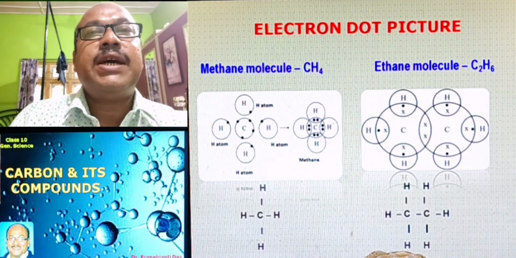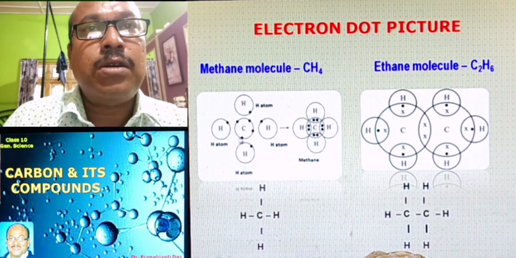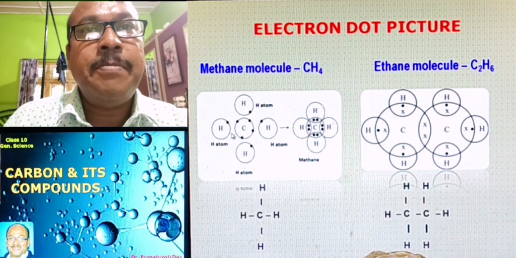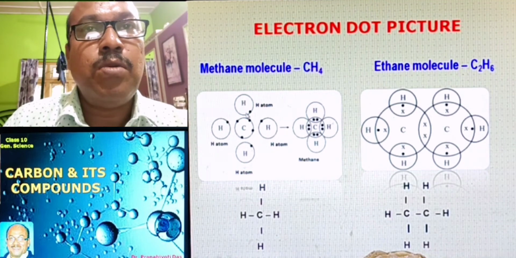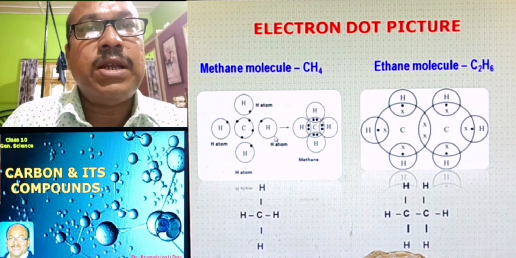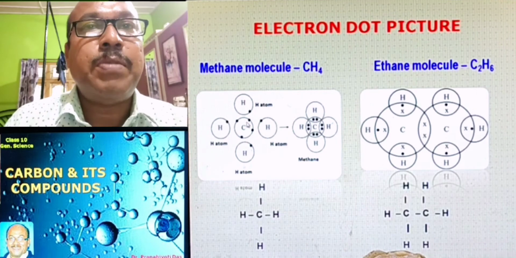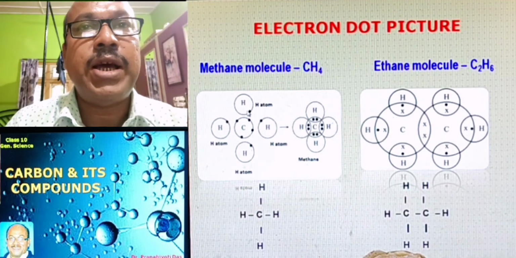Similarly, we can see here carbon. Here we can see this is the electron dot picture having 4 electrons. Hydrogen has only 1 electron each. So these hydrogens, hydrogen, hydrogen, hydrogen, are the electron dot pictures of hydrogens, and in the middle this is the electron dot picture of carbon. So they will share electrons.